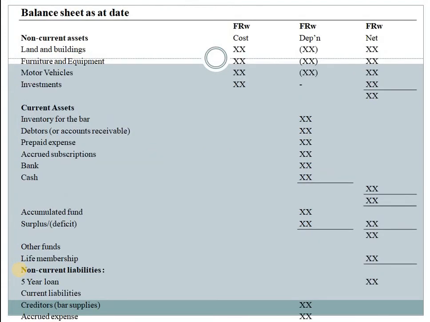Here there is a balance sheet. How it may look like, a balance sheet for a non-trading organization. This is a non-current asset, current asset, and also you have to come up with equity and liabilities. And in equity here, we have accumulated funds that come from information from previously, and also we have surplus that comes from the income and expenditure statement. Maybe we have other funds like membership.